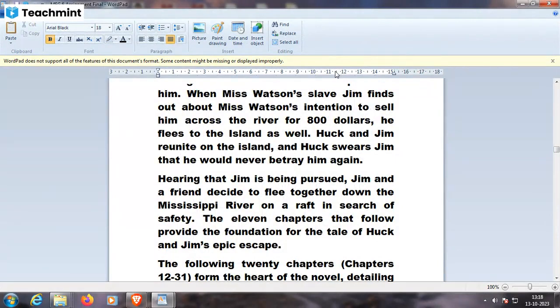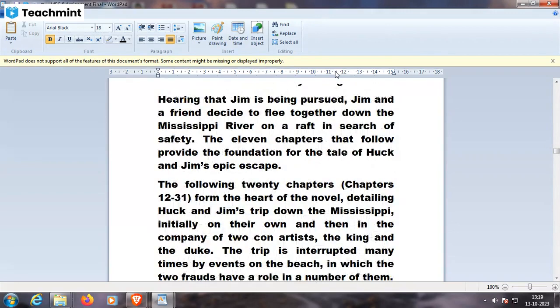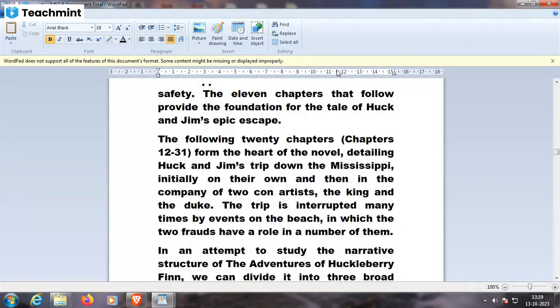The 11 chapters that follow provide the foundation for the tale of Huck and Jim's epic escape. The following 20 chapters, chapter 12 to 31, form the heart of the novel, detailing Huck and Jim's trip down the Mississippi, initially on their own and then in the company of the two con artists, the king and the duke. The trip is interrupted many times by events on the shore, in which the two frauds have a role in a number of them.